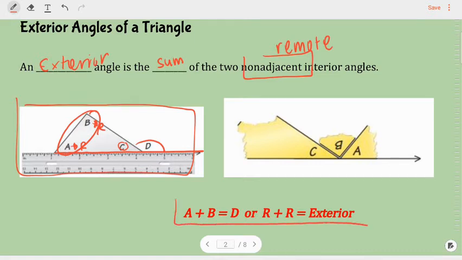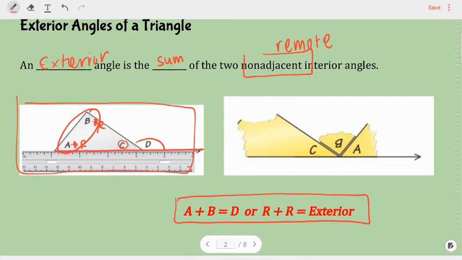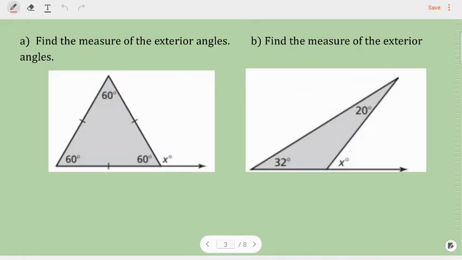Something that I would find helpful to write down is one of these two things. In a triangle, A plus B equals D, or I like to think of it as the remote angles, because no matter which way my triangle is oriented, I can always find my two remote angles and they're equal to my exterior. So let's look at our first example.